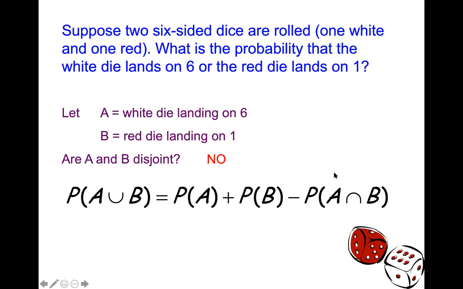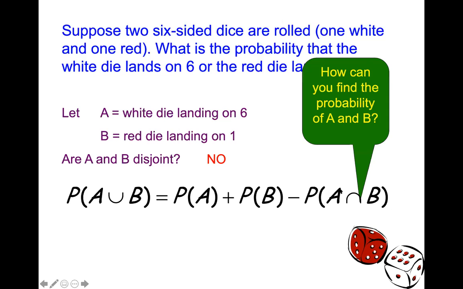Well, in the mind map, I need to think about, okay, are the events independent? Does the roll on one die affect the roll on the second die? I would say no, right? What I roll on the red die doesn't affect what I roll on the white die. So I'm going to say yes, they're independent. All right, so because they're independent, I can just do the probability of A times the probability of B.